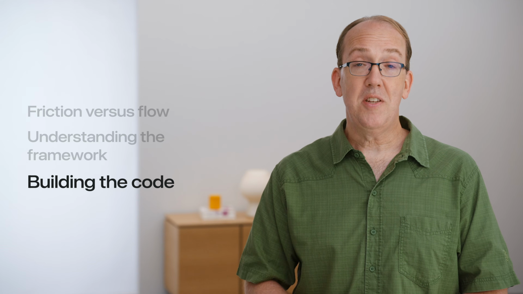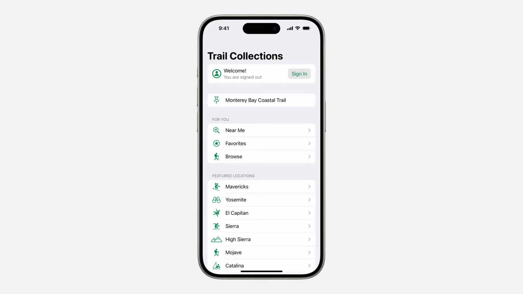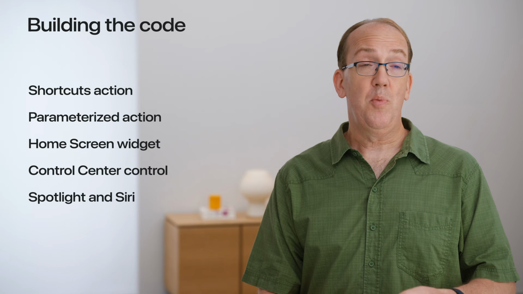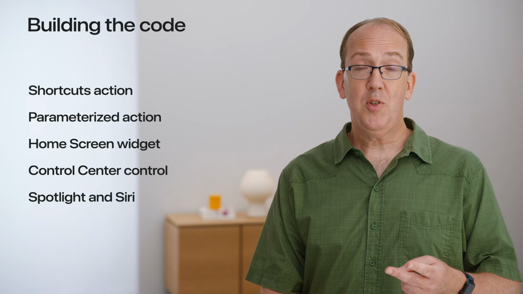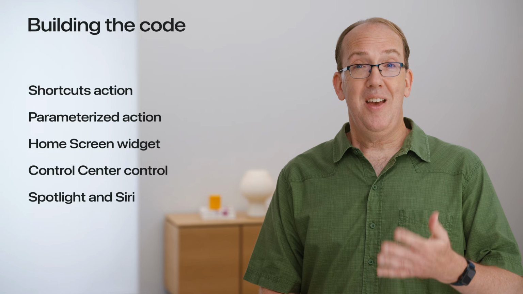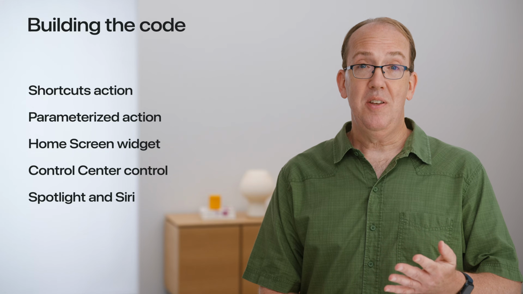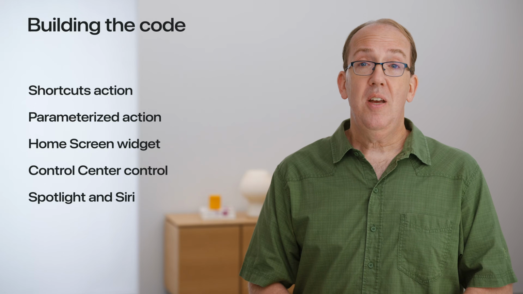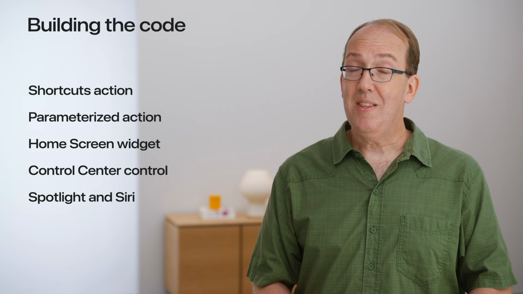Now that you have a general idea, let's write some code. I'm going to add some features to my app to help it flow. 5 of them, in fact. A simple shortcuts action with no parameters, a parameterized shortcuts action, a home screen widget, a control center control, and app shortcuts for Spotlight and Siri. That sounds like an awful lot, but they're all based on the app intents framework, and that's going to help me share a lot of code between the features.